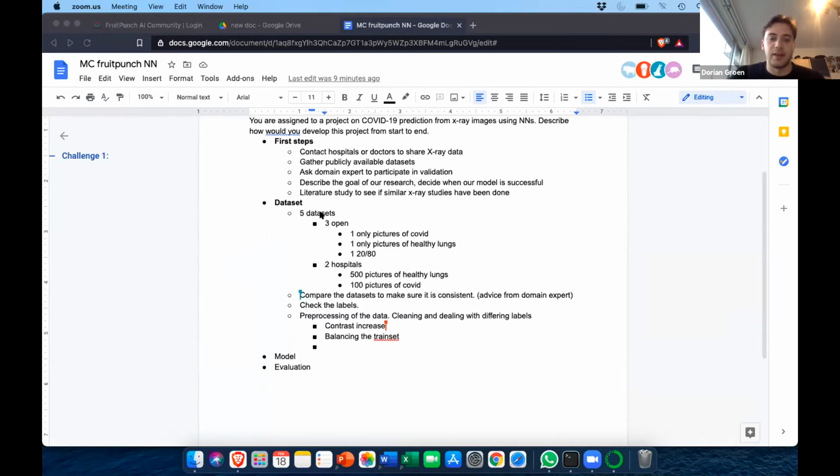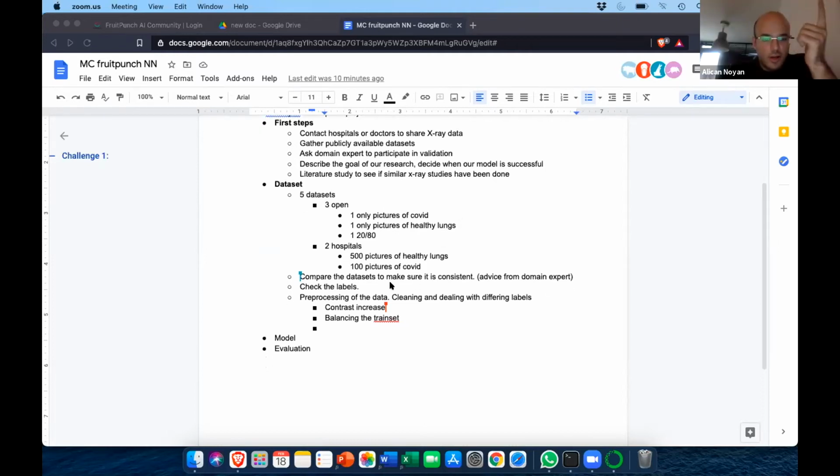Then let's say we find 5 data sets, and we decided that it was hypothetically going to be something like this. So we get 3 open source data sets, for example, one with only COVID pictures, one with healthy lungs, one with something else, and we get from the hospitals this. Then how will we continue? Can I ask one thing here? 2 hospitals, you said. So one hospital, 500 pictures, and the other hospital, 100 pictures, or something else? Yeah.